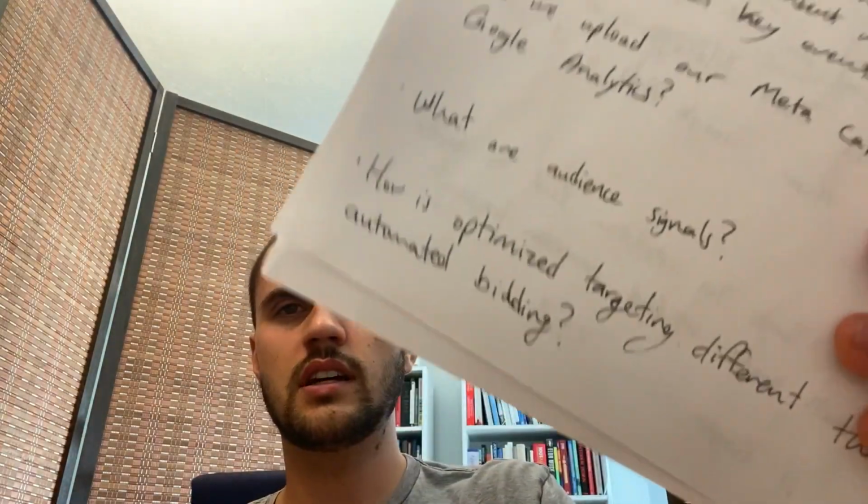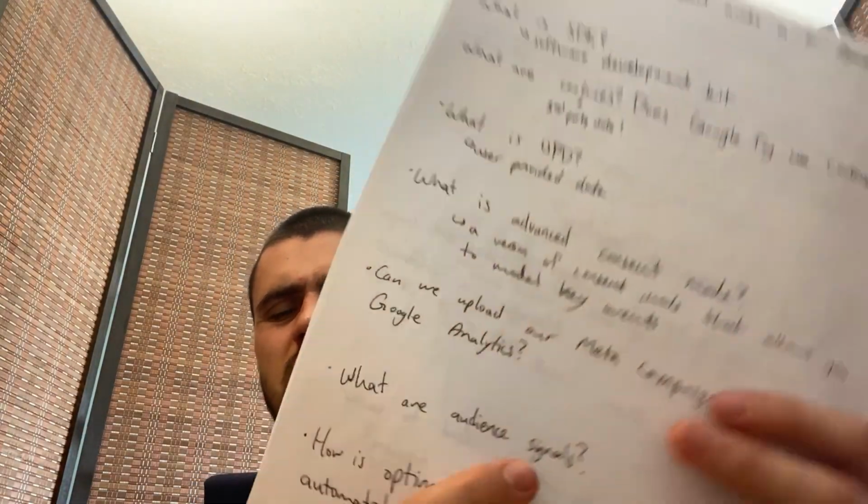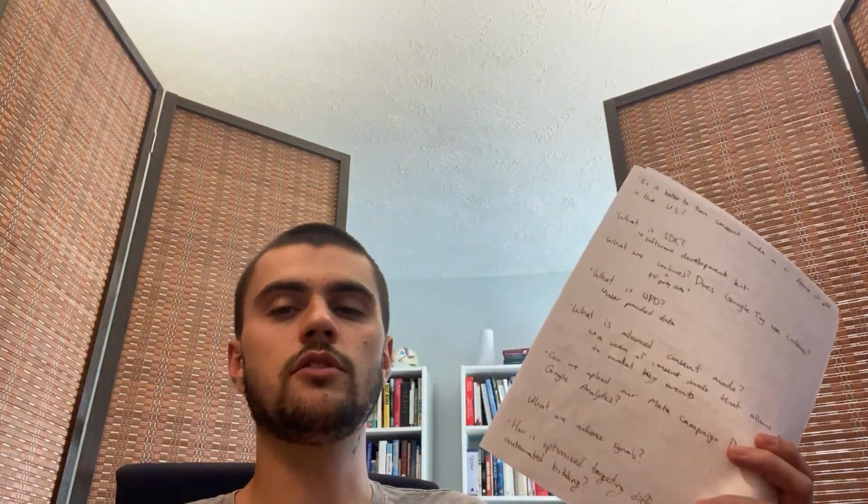So really, audience signals, I said, what are audience signals? I think it's just data collected about a given audience. I don't know about that actually. It's information that helps group people in audiences maybe. And then I asked, how is optimized targeting different than automated bidding? So these are questions I have that someday in the future I'll answer.